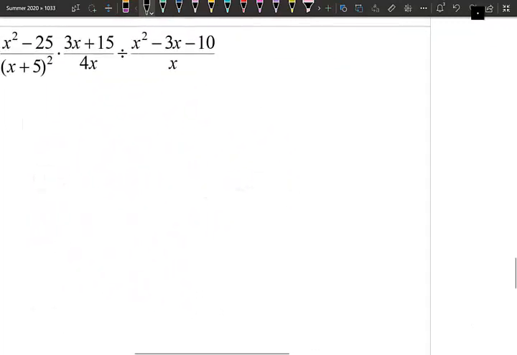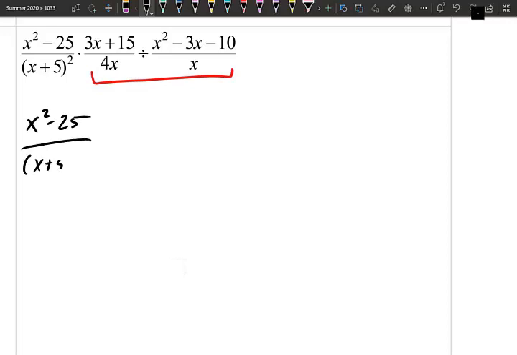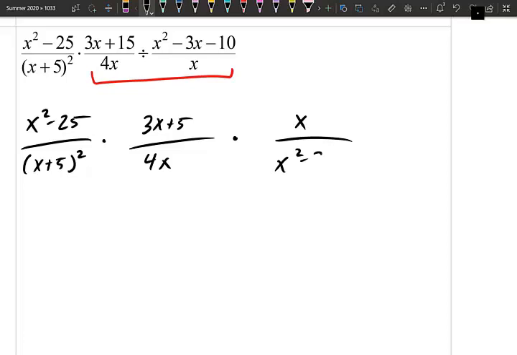Alright, here we have a bunch of stuff going on. We have multiplication and division now. We treat it very similar. So we're just going to flip this side right there. We do nothing with the first term. We have x minus 25, x plus 5 squared, times 3x plus 5, 4x. We change the sign and we flip the second one. So all we do is change the division to multiplication and flip whatever comes after the division.